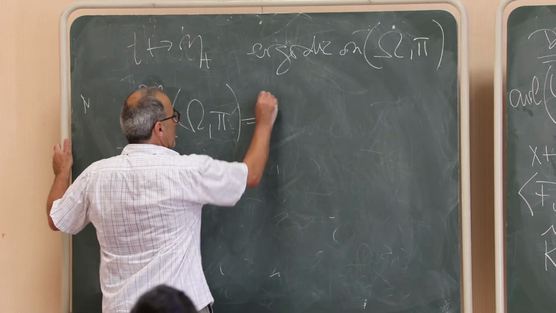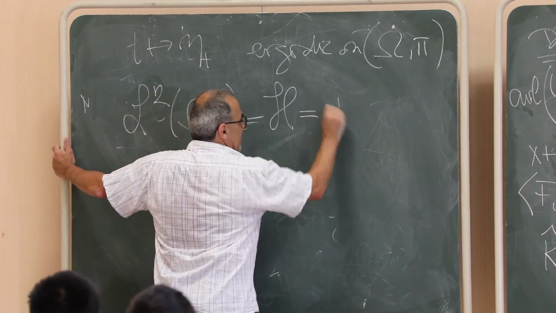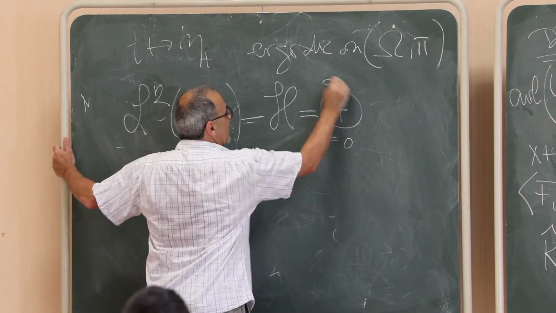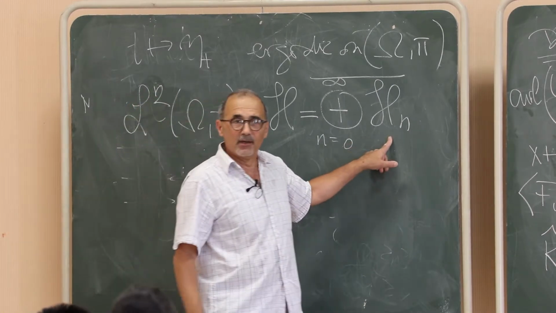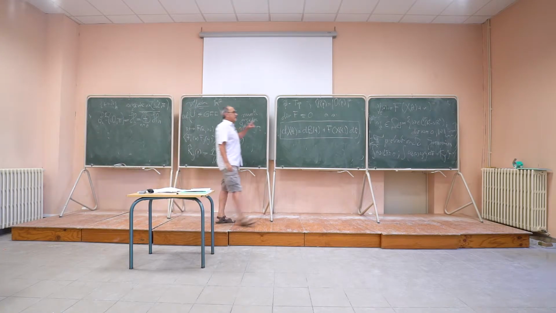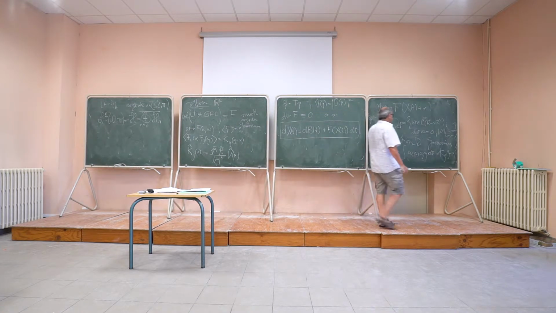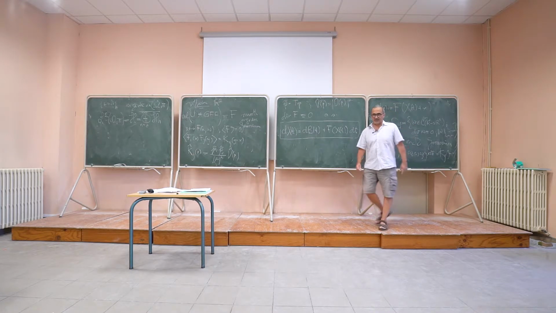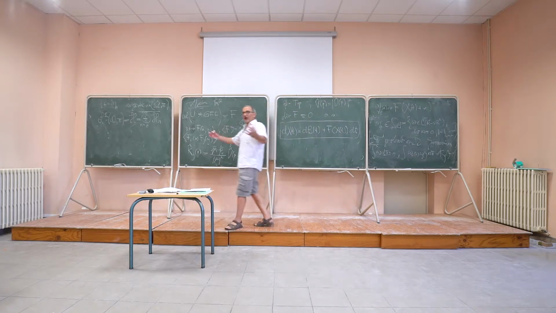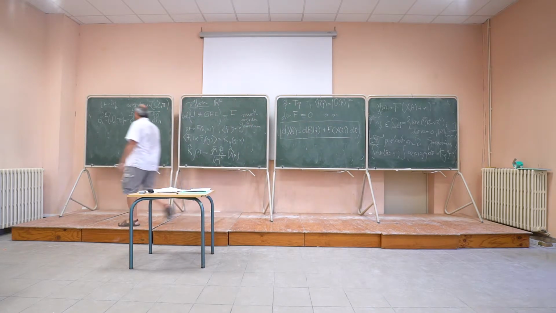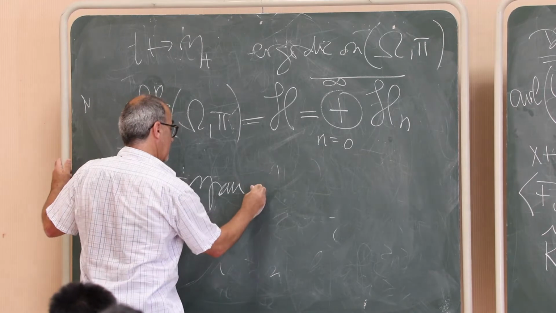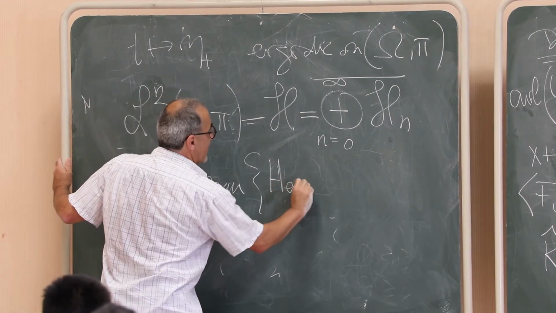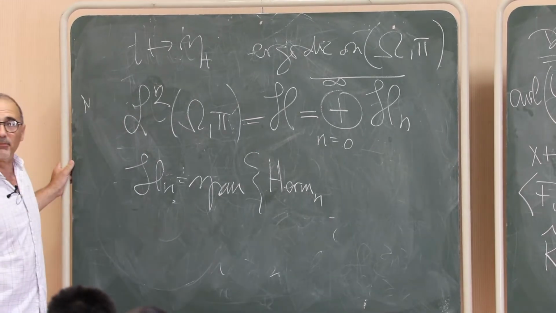So this is H, but H is the closed sum, n from 0 to infinity, of H_n, where H_n is the space spanned by all possible n-order Hermite polynomials of these Gaussians, right? Take whatever omega, so H_n is the span of, let me just say Herm_n, that means all multinomial Hermite polynomials.